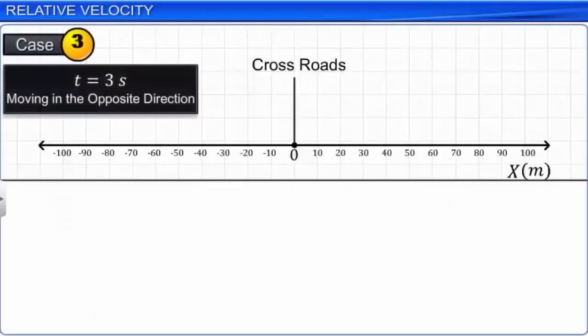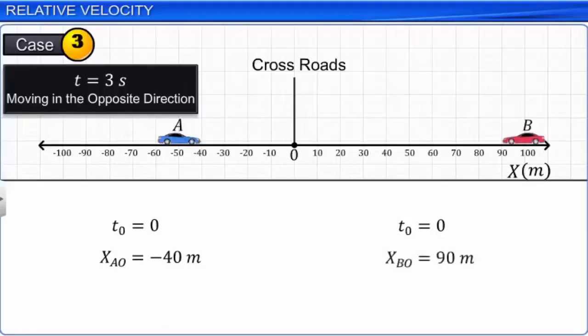Case 3. At the time of initial observation, that is, when T naught equals 0, car A is 40 meters behind the crossroads, and car B is 90 meters ahead of the crossroads. Car A is moving towards the right with a uniform velocity of 10 meters per second. Car B is moving towards the left with a uniform velocity of 15 meters per second.